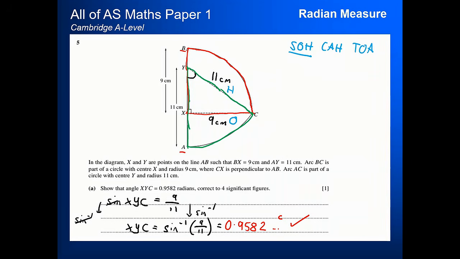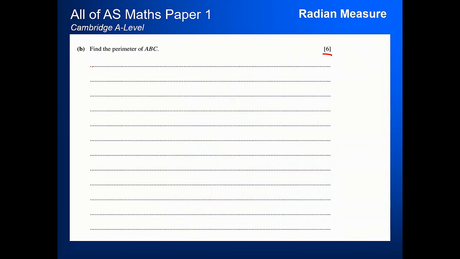Something that could be very useful to us is actually working out what XY is here. We can simply use Pythagoras because we've got the hypotenuse and a shorter side, and then we want to find the other shorter side. So if we use Pythagoras on this, then we know that XY squared is equal to the hypotenuse squared, 11 squared, minus 9 squared.